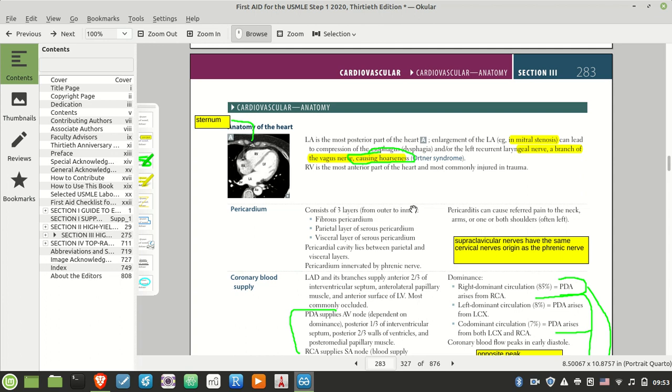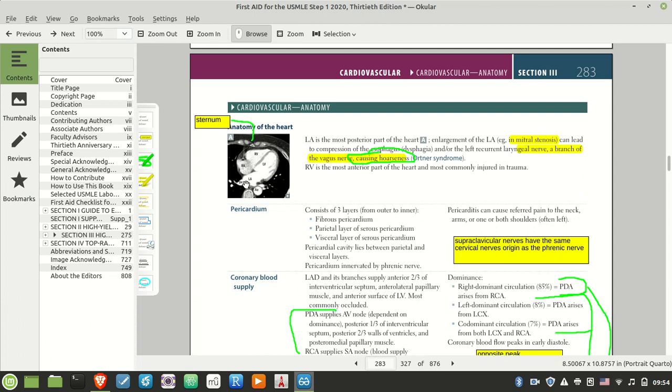And so this is important for a couple reasons that they're going to test you on. First of all, this right here, hoarseness. And they're going to ask you, you know, what can be causing it? Well, you've got to think of it. It's going to be the left atrium. The reason why, you have the left recurrent laryngeal nerve, part of the vagus nerve, going around in that area. You damage it through enlargement here, and you're going to have hoarseness.